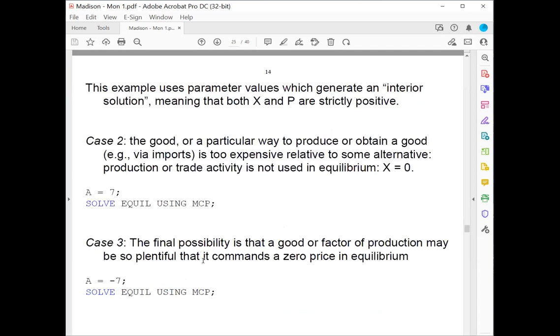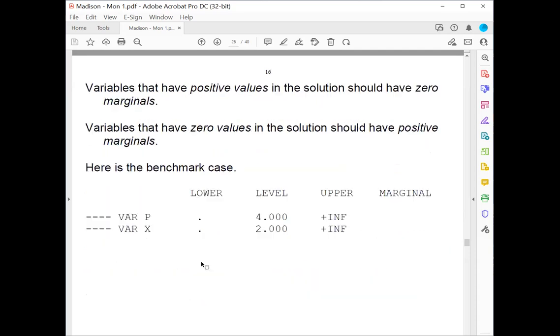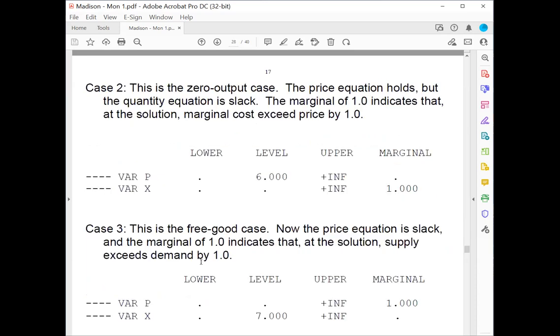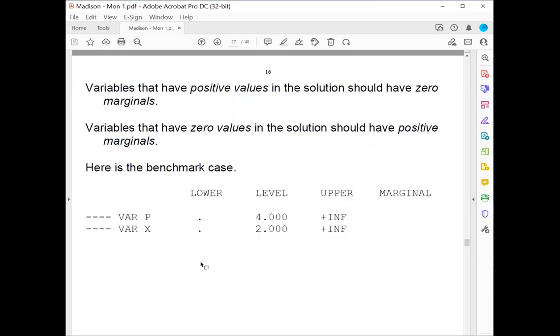And then there are two counterfactuals. One is to increase A, which is the intercept of the supply curve. So we're moving the supply curve up. That's going to be case 2, or move it way, way down, and that's going to be case 3.